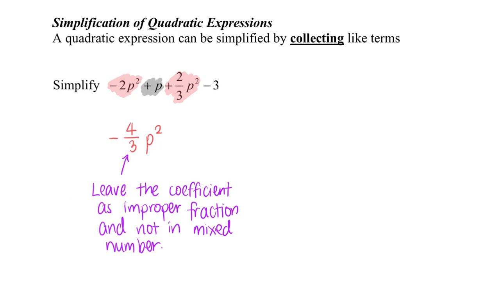Then positive 1p, and the next term negative 3. And so we have successfully simplified all the like terms in this quadratic expression. We are done.